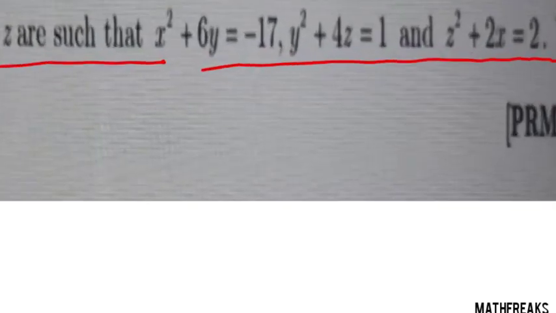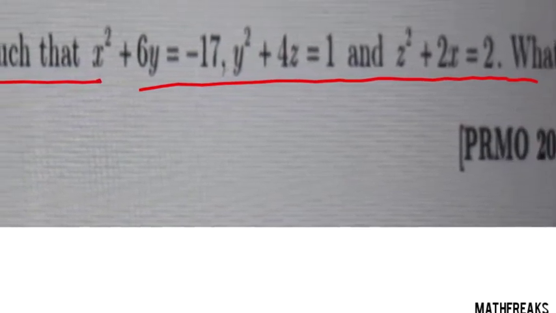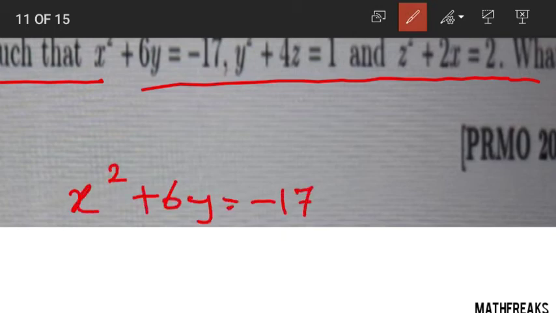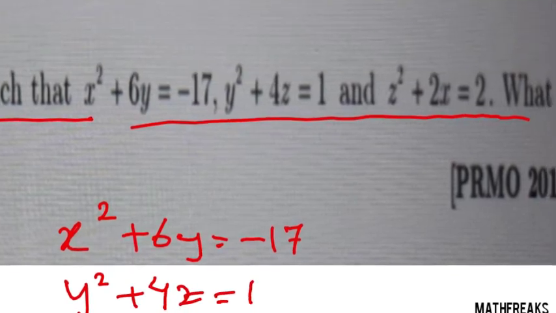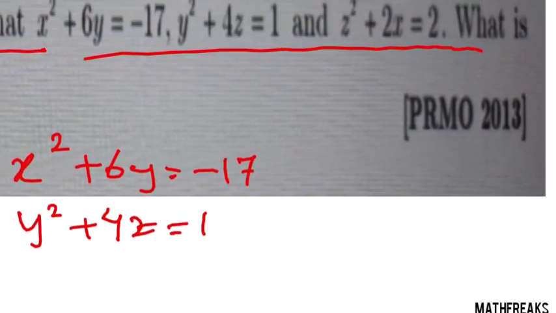Done. Now let's begin. Three real numbers x, y, z are such that x square plus 6y is equal to, and all this relation has been given to us. Let us again begin with writing the information that has been given to us. x square plus 6y is equal to minus 17. Now y square plus 4z is equal to 1, and z square plus 2x equals 2.